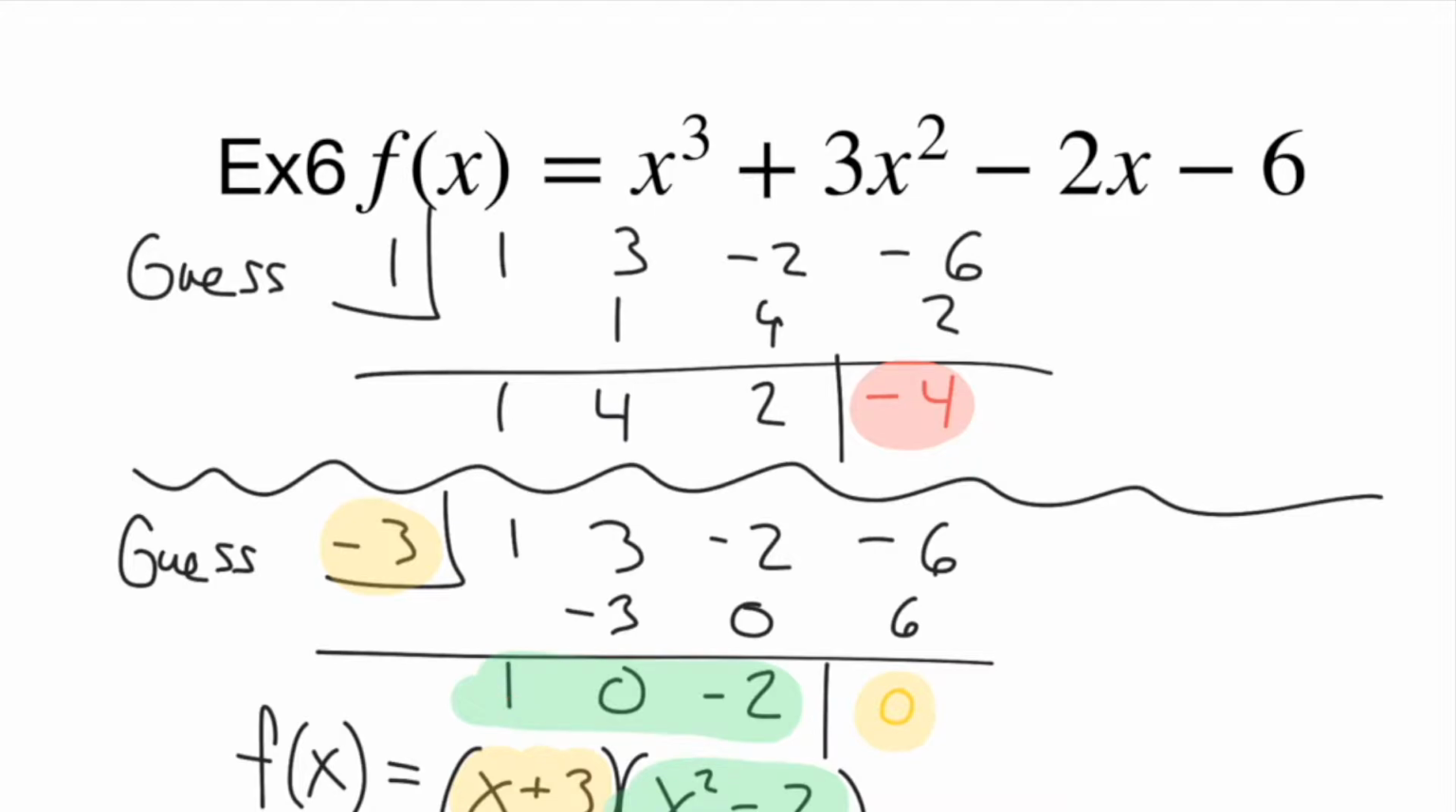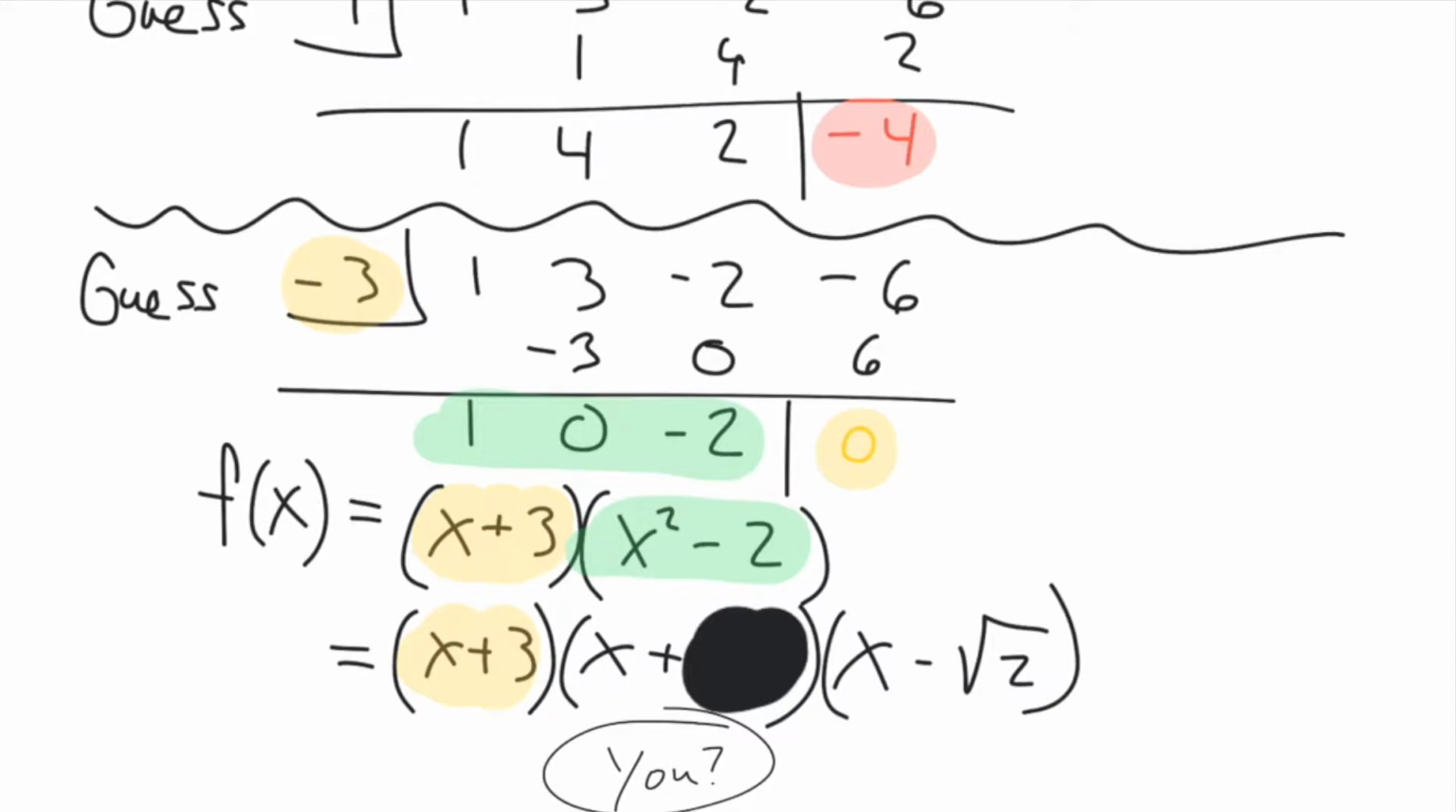you bring down the 1, multiply by the 0, which is -3. You get that, add, multiply by the 0, add, multiply by the 0, add. Great, we get a remainder of 0. That means that minus 3 has got to be one of the zeros. So x minus negative 3 is just the same thing as x plus 3. Then we have the x squared term. There's no linear term here, but the constant is negative 2, so that's x squared minus 2.